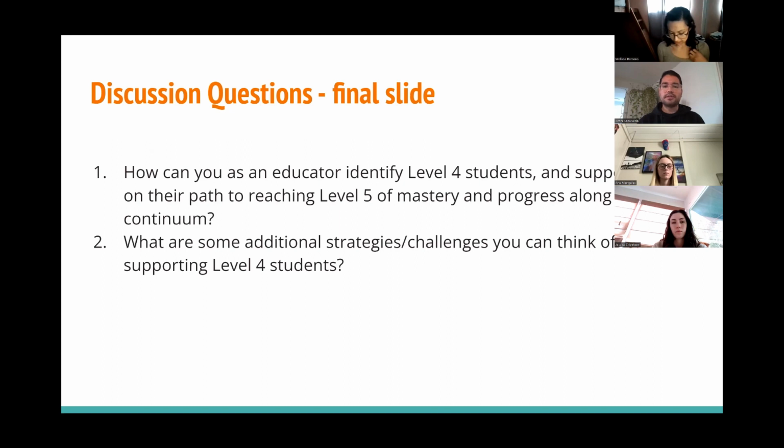As well as question 2 is, well, if we are going to support them, they still need some type of support, little or more, not as big as previous levels, but they still need some support. So what kind of things can you think of, or what would be a challenge of implementing these smaller supports for the students?